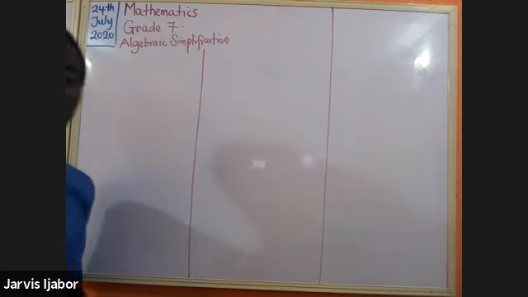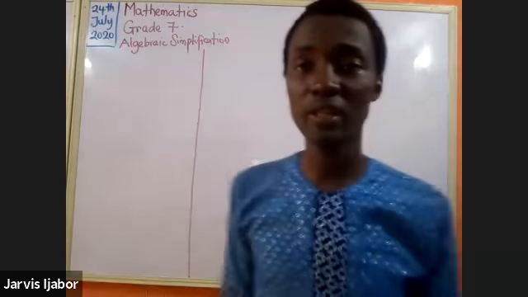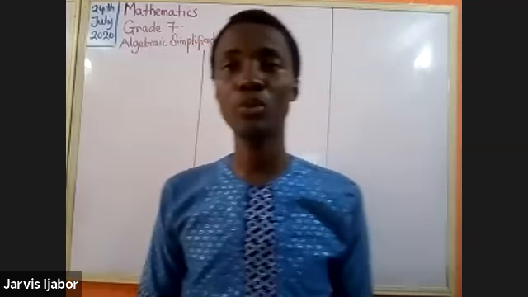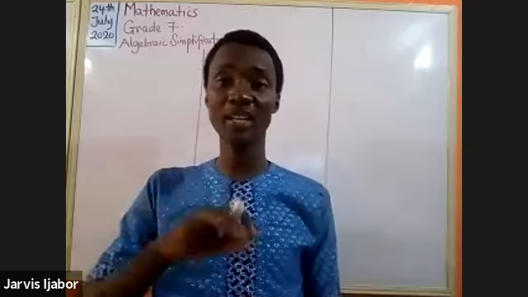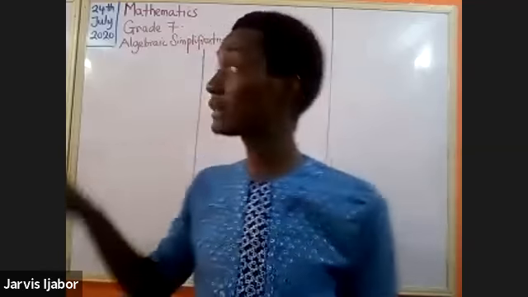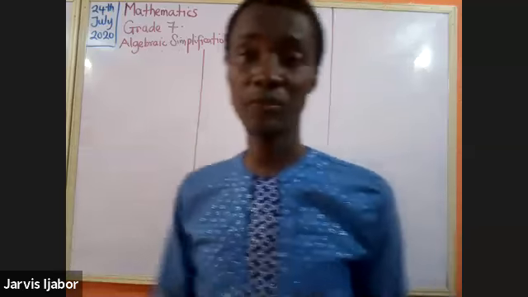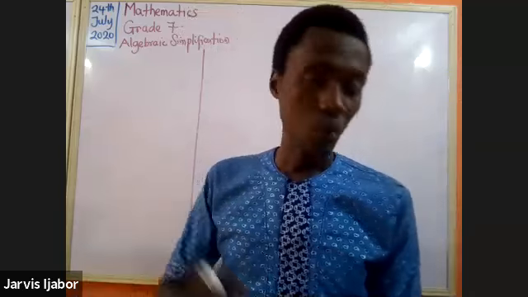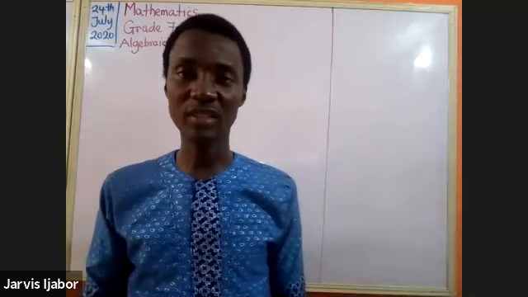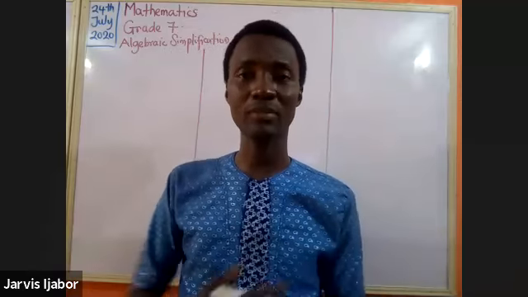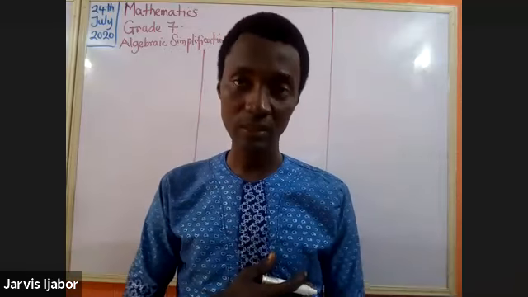Morning class, we're on to mathematics for grade 7, that is JS1, and today we'll be looking at algebraic simplification. We had an introduction in our last class, and today we'll be going into details to look at algebraic simplification. In our previous class, we looked at the concept of coefficients, and we were given some tasks to take care of. We'll look at those tasks quickly, and then we'll proceed.